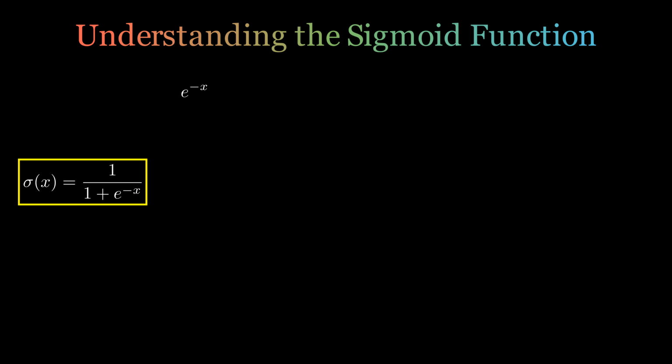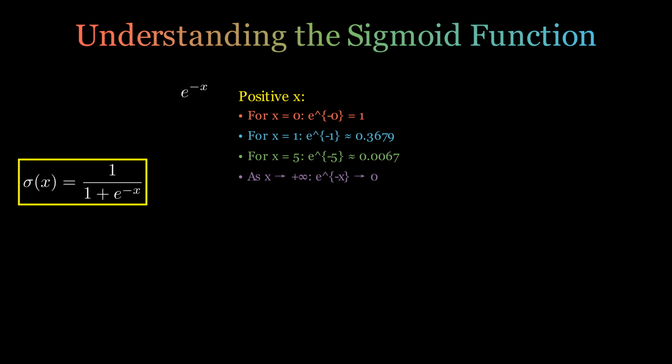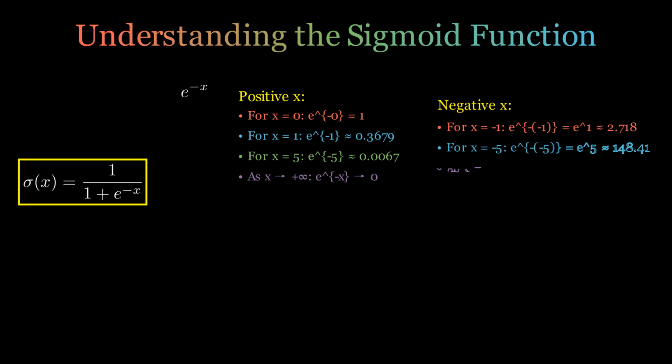The core component of the sigmoid function is e raised to the power of negative x. This term creates the characteristic curve of the sigmoid function. Let's explore the behavior of e raised to the power of negative x. When x is a large positive number, negative x becomes a large negative number, and e raised to a large negative number approaches 0. When x is a large negative number, negative x becomes a large positive number, and e raised to a large positive number becomes a very large number.